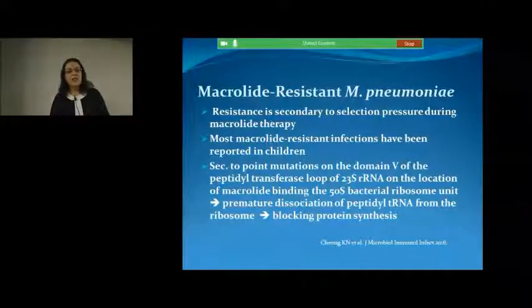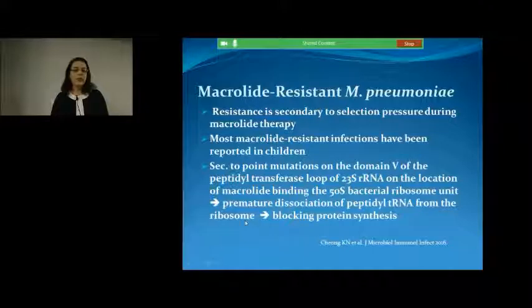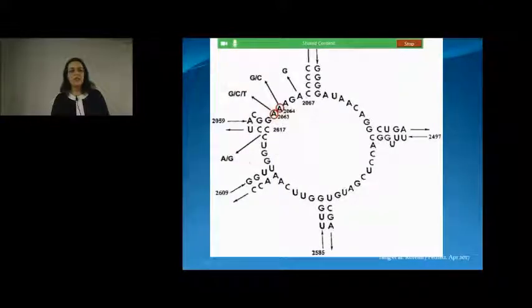So the resistance is secondary to point mutations on domain V of the peptidyltransferase loop of the 23S ribosomal RNA, at the location of the macrolide binding to the 50S bacterial ribosome subunit. It causes premature dissociation of the peptidyl transfer RNA from the ribosome, eventually blocking protein synthesis. So here is a picture that shows what I just said.